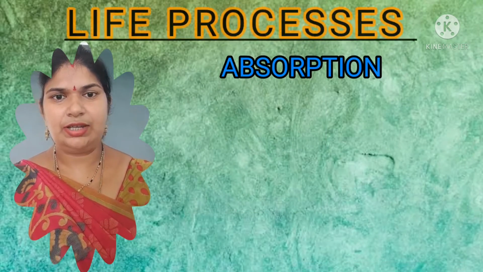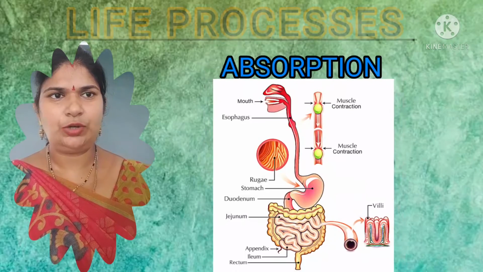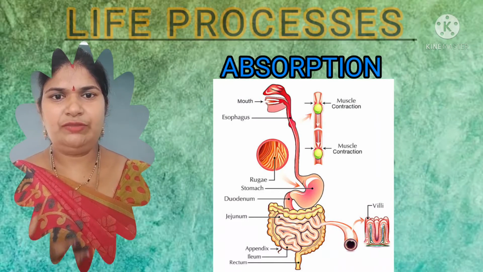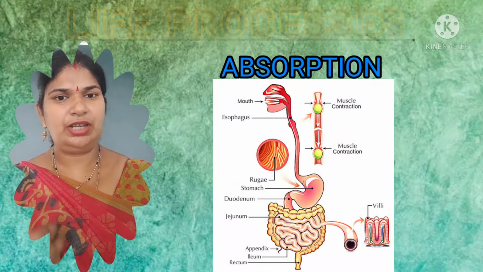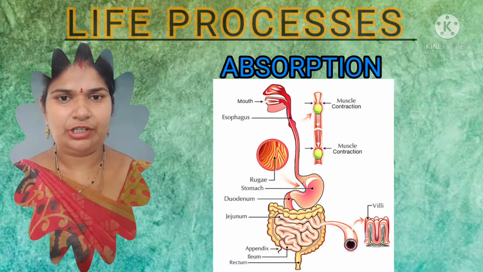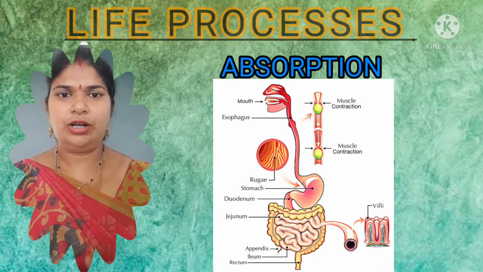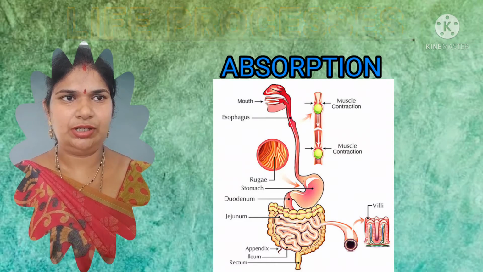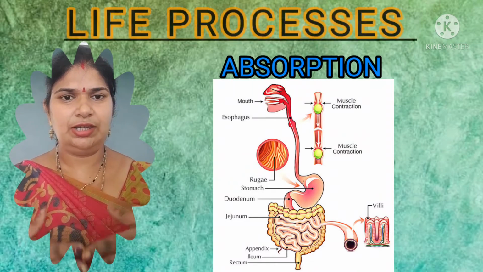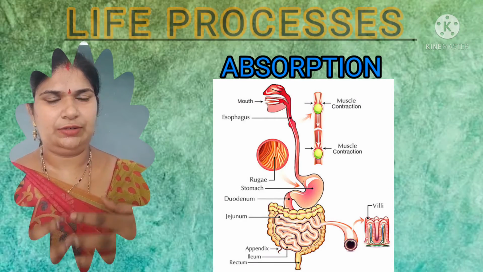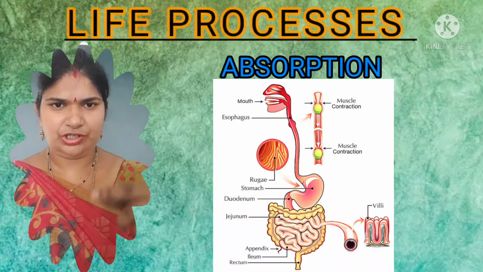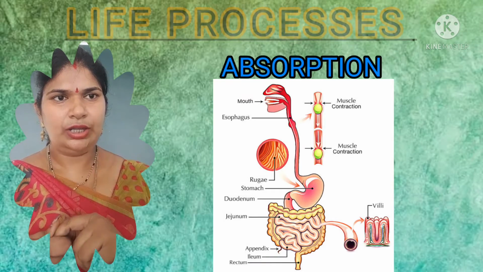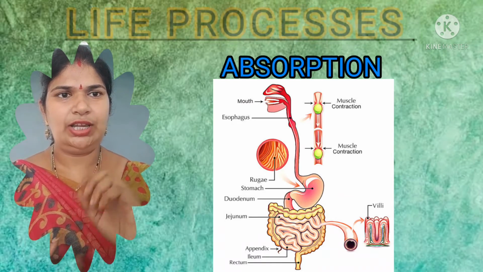The next step is absorption, children. Once the food is ingested and digested, it should be absorbed by our body, right? By our tissues. So what is absorption? Absorption takes place in the small intestine itself. The small intestine contains small finger-like projections inside it. They are called villi, children.